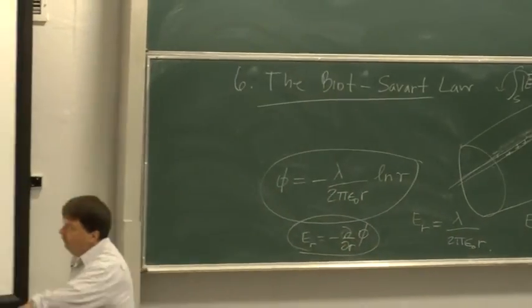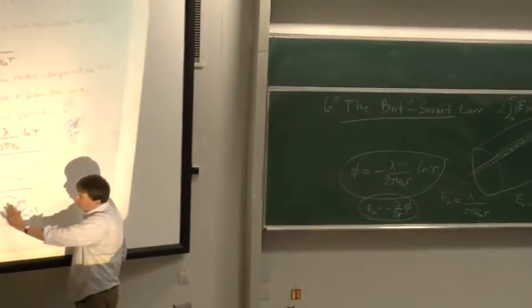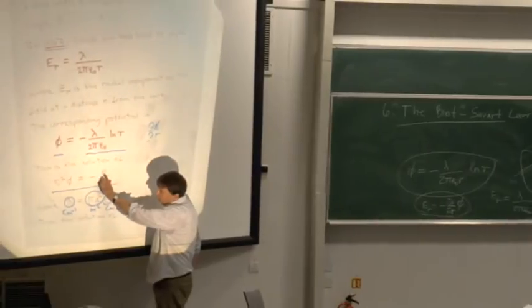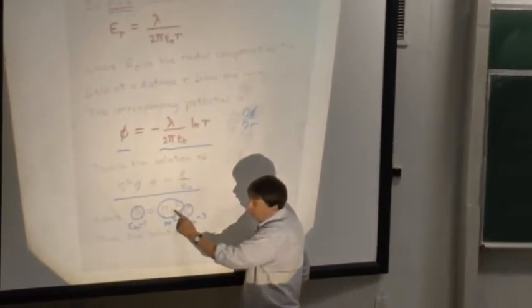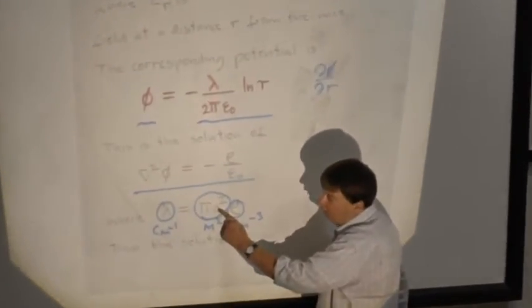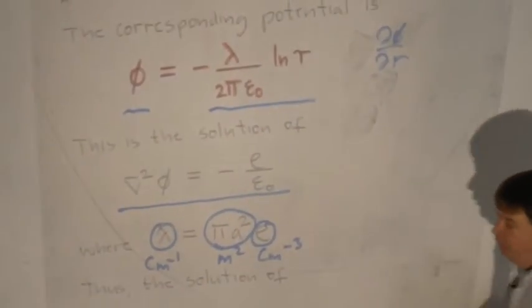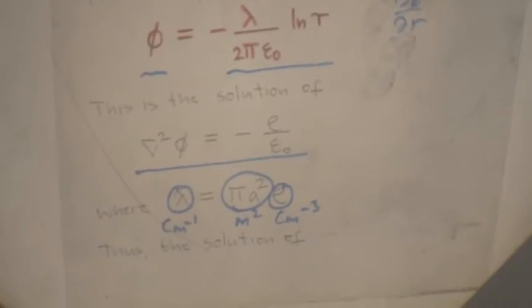Well, if I want to map the solutions over, of course the charge density in coulombs per cubic metre has to be multiplied by pi a squared, where a is the radius of the wire, in order to get the charge density per unit length. That's, again, a relatively trivial change. This is just multiplication by the cross-sectional area of the wire.